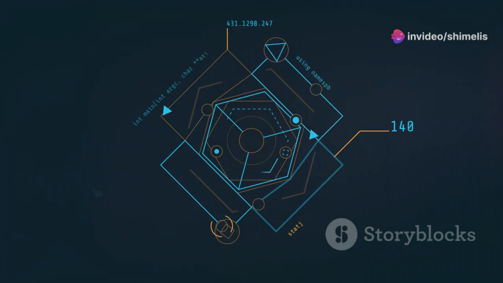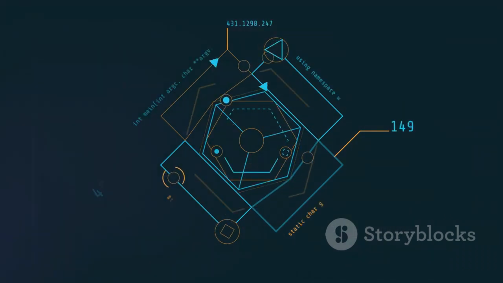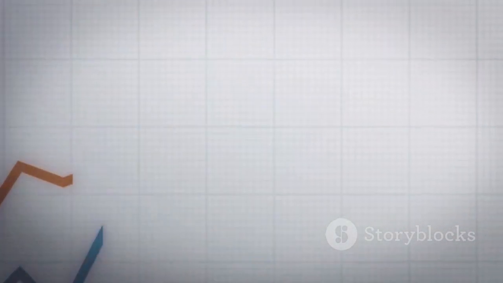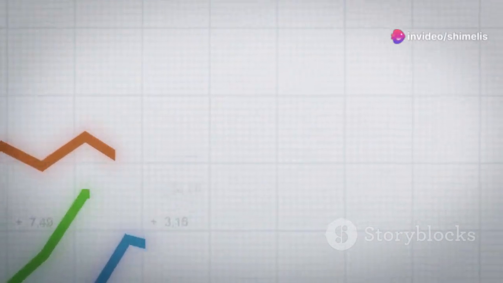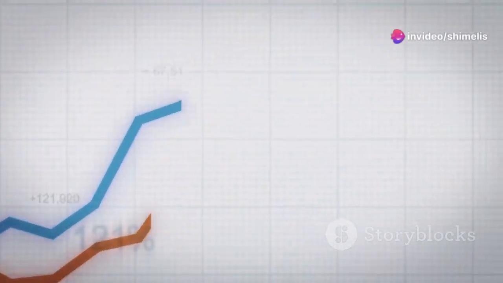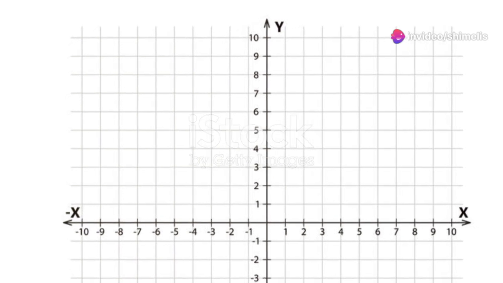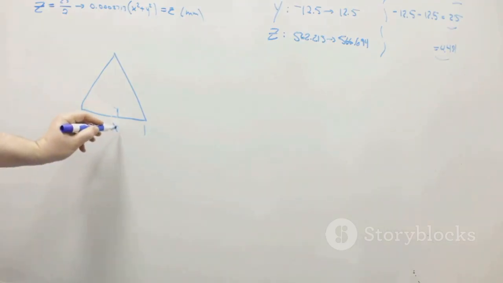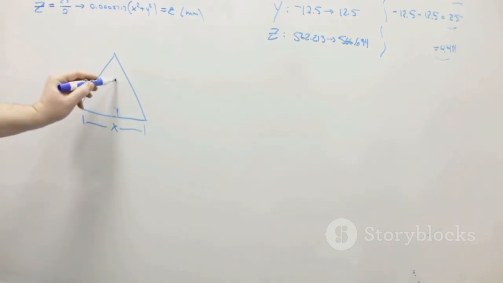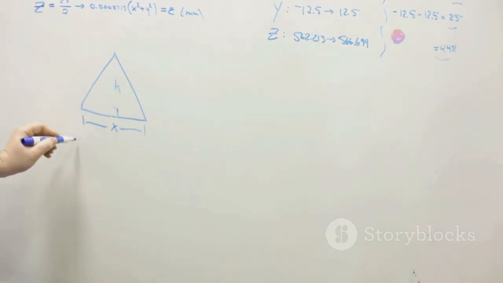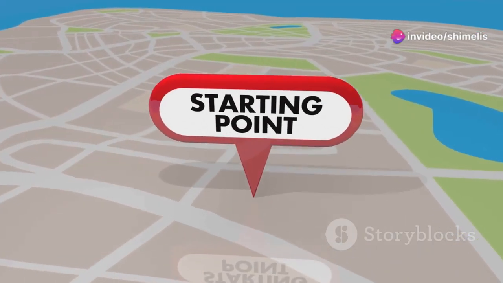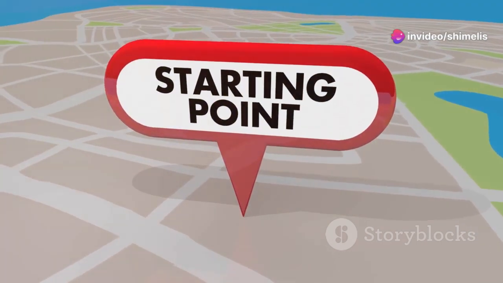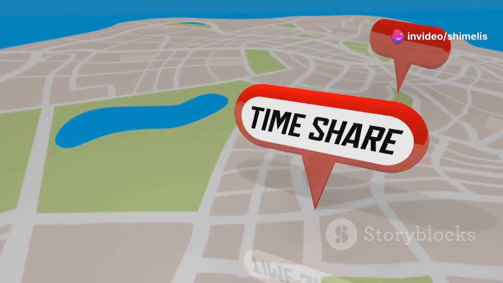In coordinate geometry, we use a system called the Cartesian plane to represent points. The Cartesian plane is like a giant graph paper with two perpendicular lines, the x-axis, horizontal, and the y-axis, vertical. These axes intersect at a point called the origin, (0, 0). Each point on the plane is represented by an ordered pair of numbers, (x, y), called its coordinates. The first number, x, tells us the point's horizontal distance from the origin. The second number, y, indicates its vertical distance.